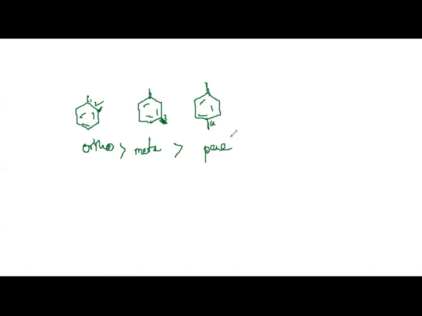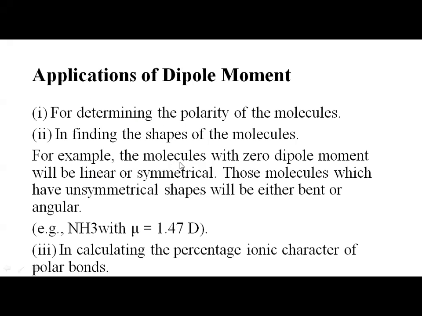It is 0. Understanding? So what are the applications, or what is the significance of dipole moment? It helps in predicting the shapes of molecules. Molecules with 0 dipole moment will have linear or symmetrical geometry. Those molecules having unsymmetrical shapes will either be bent or angular. They will have different shapes. For example, NH3, it is 1.47 or 1.46 D. Its geometry is pyramidal. Dipole moment also helps in calculating the percentage of ionic character.